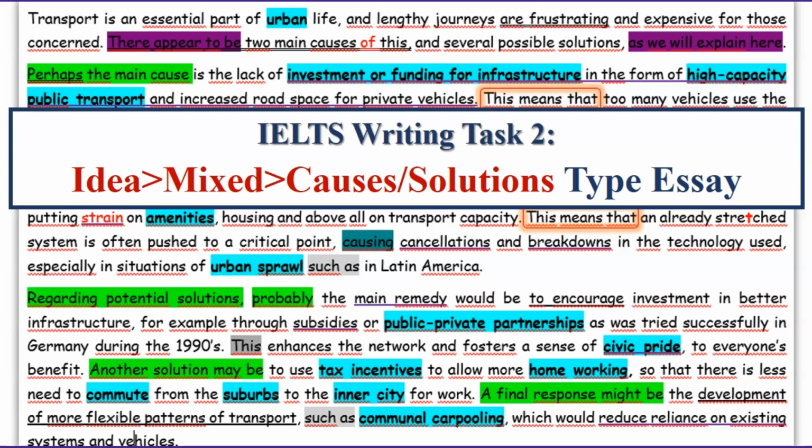Today, we are going to focus on the IELTS Task 2 essay. Specifically, we'll be looking at the ideas or mixed type essay. Actually, this is going to be a tricky question. We'll look at an example question together, and I'll share with you some great tips and tricks to avoid mistakes. Let's get started.